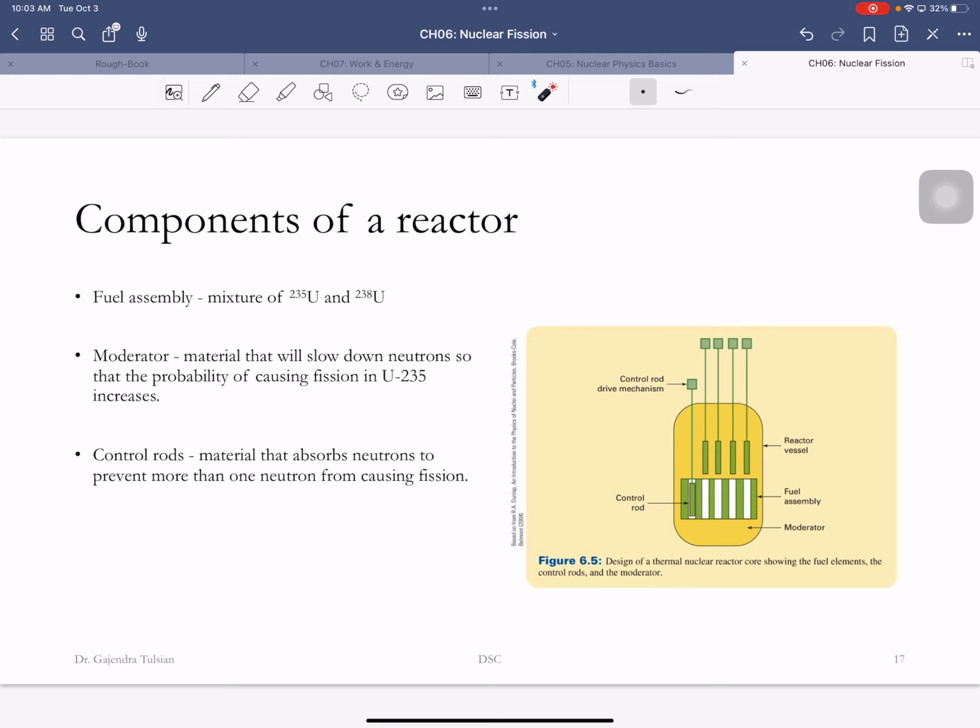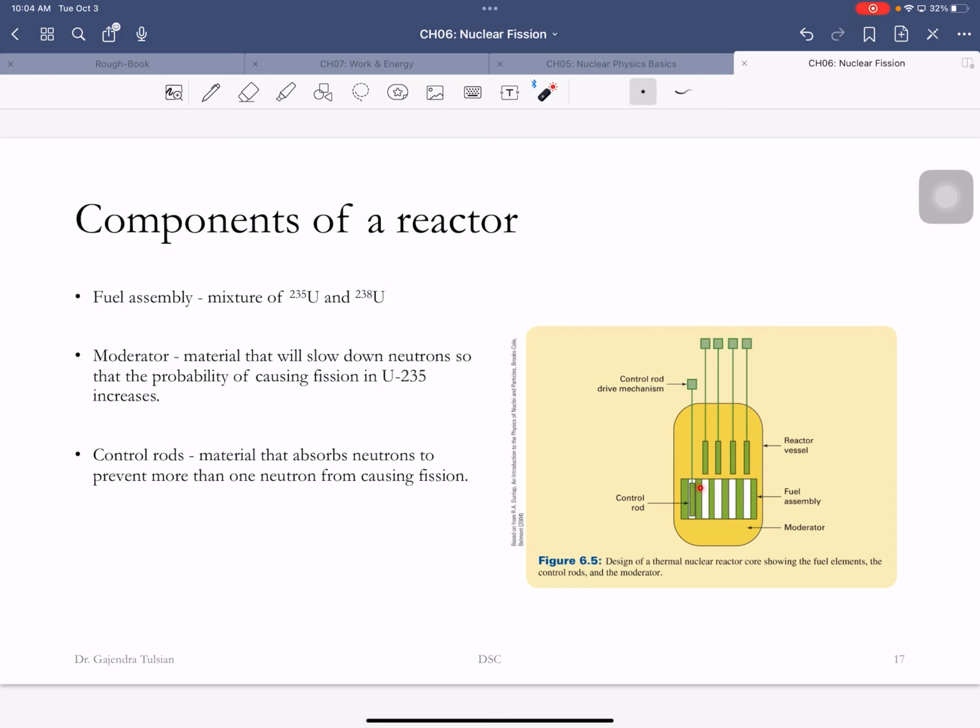Control rods, what do control rods do? These are control rods, and here's a control rod. There's the fuel assembly. If you drop all the control rods, they'll absorb all the neutrons, and the reaction will stop. So you won't have enough neutrons causing further reactions. Let's say you shut down the nuclear reactor, just drop the control rods.